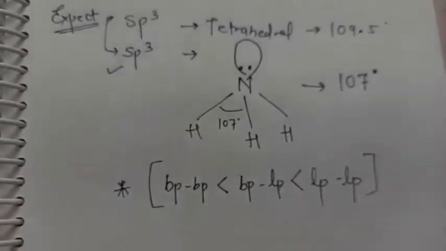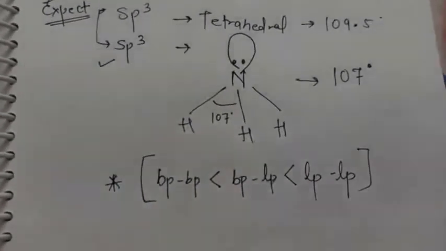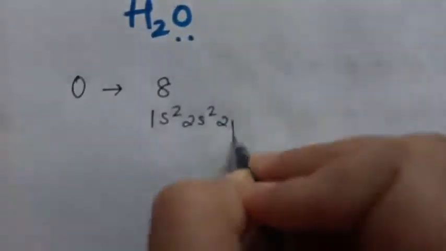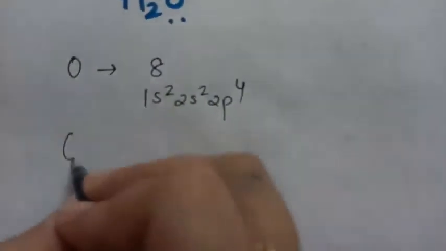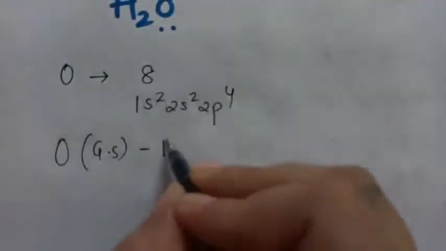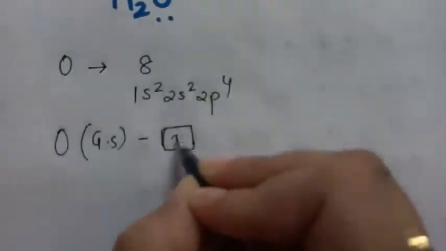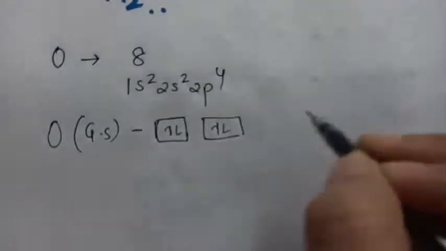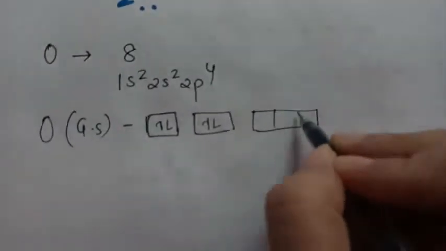Now we'll discuss the next example, and that is water. So in sp3 hybridization, the last example to be discussed is the water molecule. Okay, in the water molecule, the central atom is oxygen. So atomic number of oxygen is 8. Configuration will be 1s2, 2s2, 2p4. Right? So you write for oxygen, the ground state is 1s2, 2s2 and 2p4.